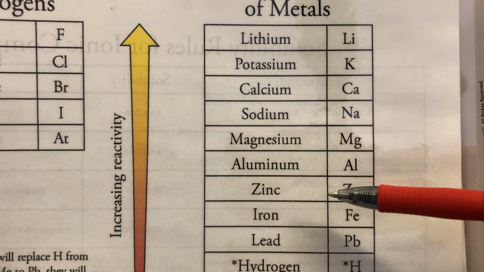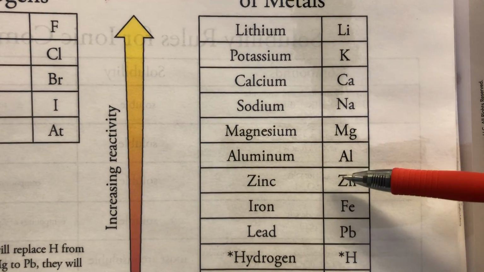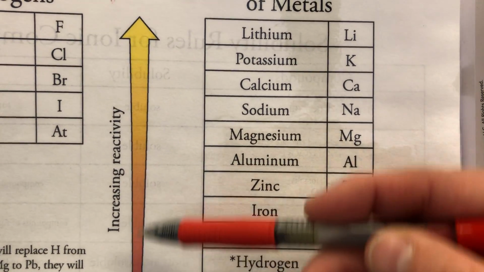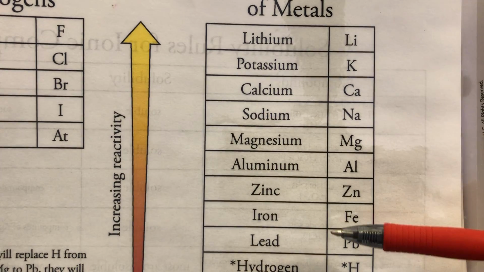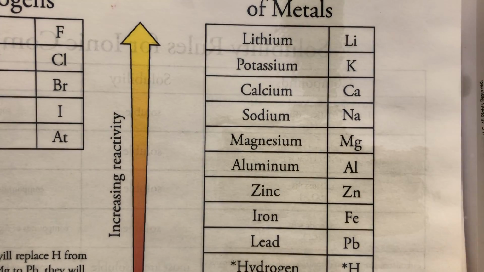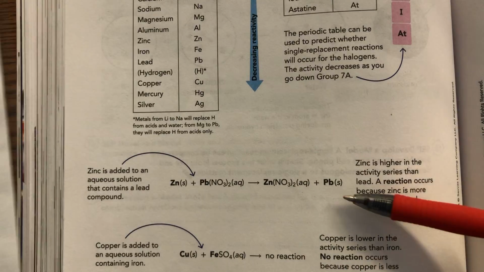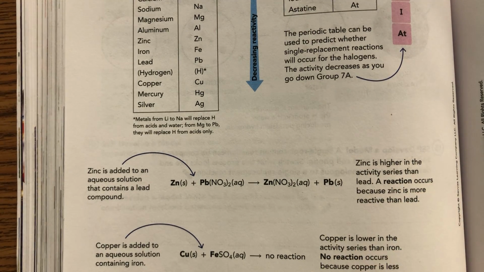So let's look at this. Zinc on this table is more reactive than lead is. It's higher up on the list because this list shows increasing reactivity. So zinc is going to replace lead because it's more reactive. Okay, so that's going to happen. There's going to be a reaction that occurs.